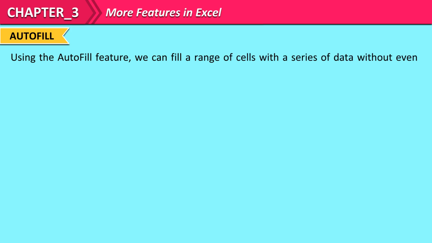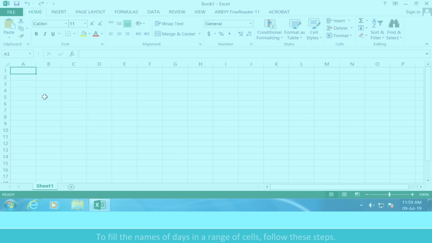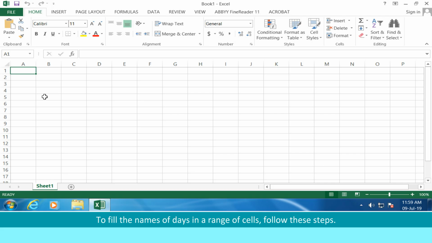Autofill. Using the autofill feature, we can fill a range of cells with a series of data without even typing it. There are 2 predefined series that can be filled in Excel using autofill: months of the year and days of the week. To fill the names of days in a range of cells, follow these steps.